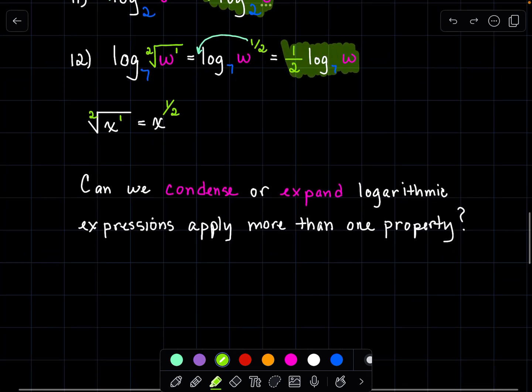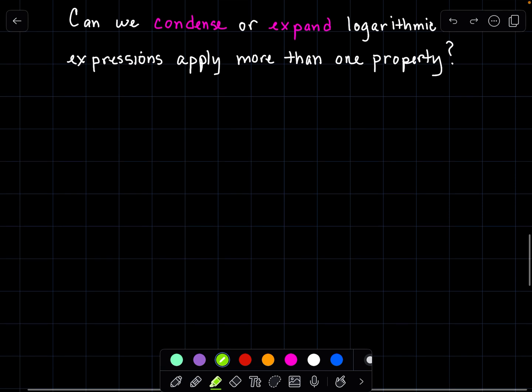Can we condense or expand logarithmic expressions if we can apply multiple properties, or apply more than one of those properties in the one example? And that's where these problems do tend to get a little more difficult. So let's go through some examples.